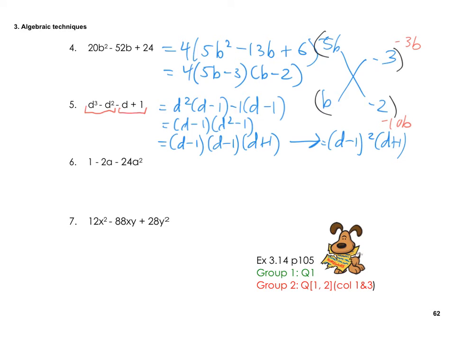Question 6, like the other day, I would rearrange this so this one's first. Then factorize out the negative. This is now non-monic, so drop across. Now 24. We could do 24a and a. We could do 12a and 2a. We could do 6a and 4a. Quite a few combinations. I'm going to try 6a and 4a.